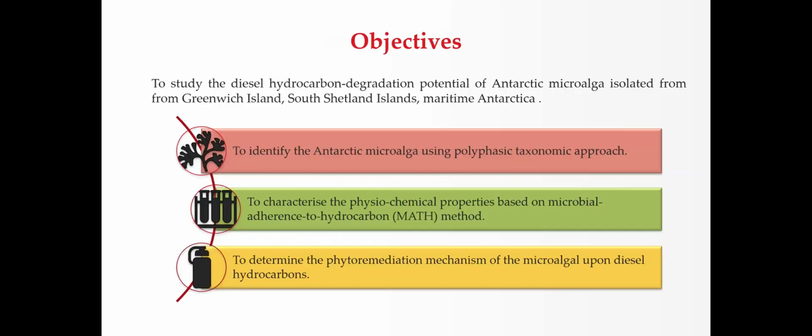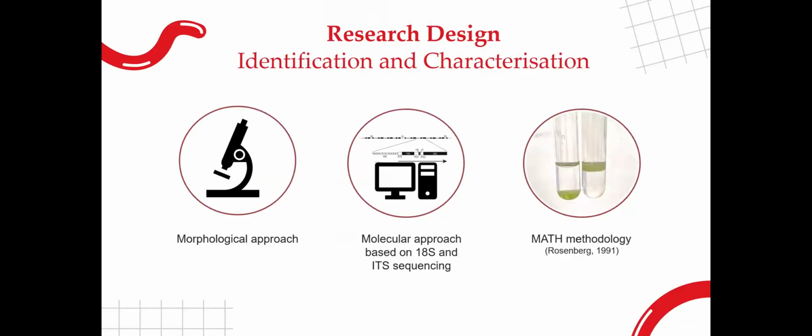So this study aims to investigate the diesel hydrocarbon degradation potential of Antarctic microalgae isolated from Greenwich Island, Antarctica. The isolated strain was identified using a polyphasic taxonomy approach and then characterized for its physicochemical property using the basic MATH method. And the phytoremediation study was conducted to understand the mechanisms behind. This is the research design for identification and characterization, where the algae will be observed under light microscope and phase contrast to observe the morphological appearance, as well as analyzed based on 18S and ITS sequencing. The cell characterization will be conducted based on the microbial adherence to hydrocarbon MATH method that was proposed by Rosenberg in 1991.